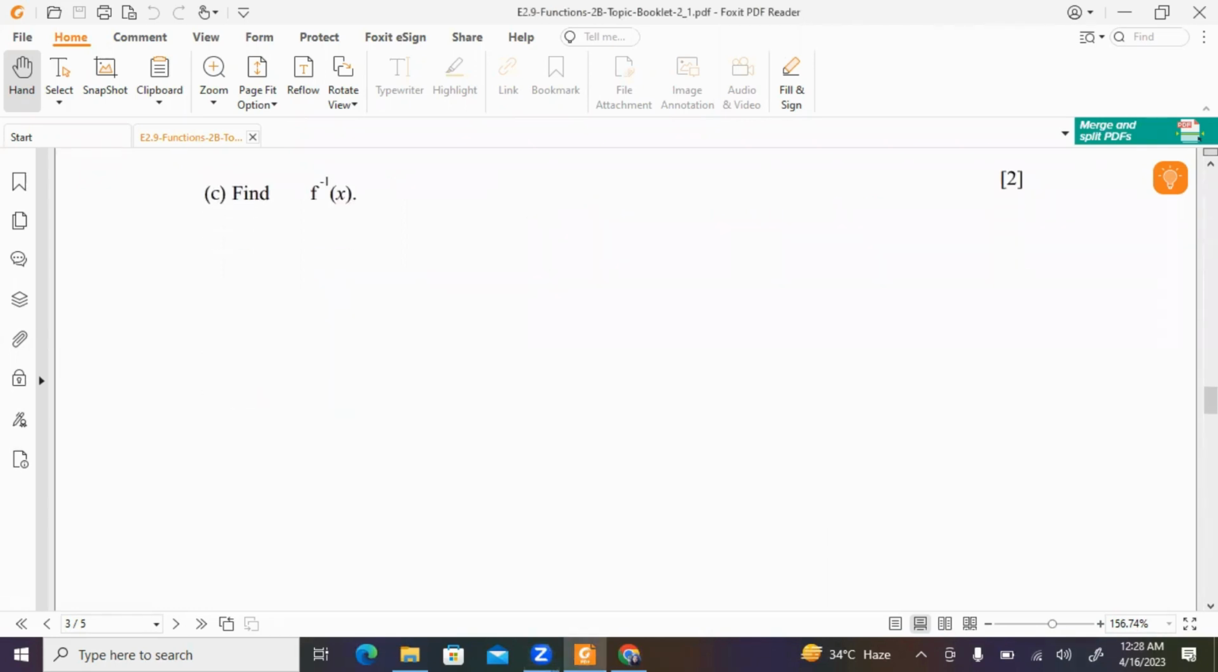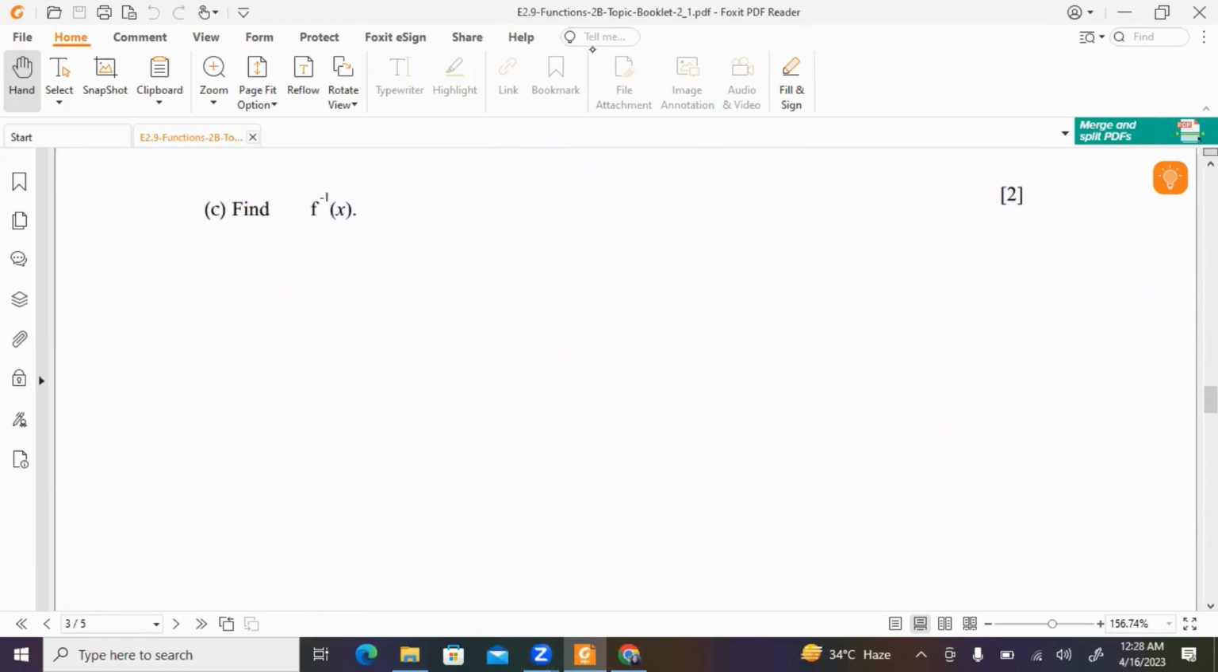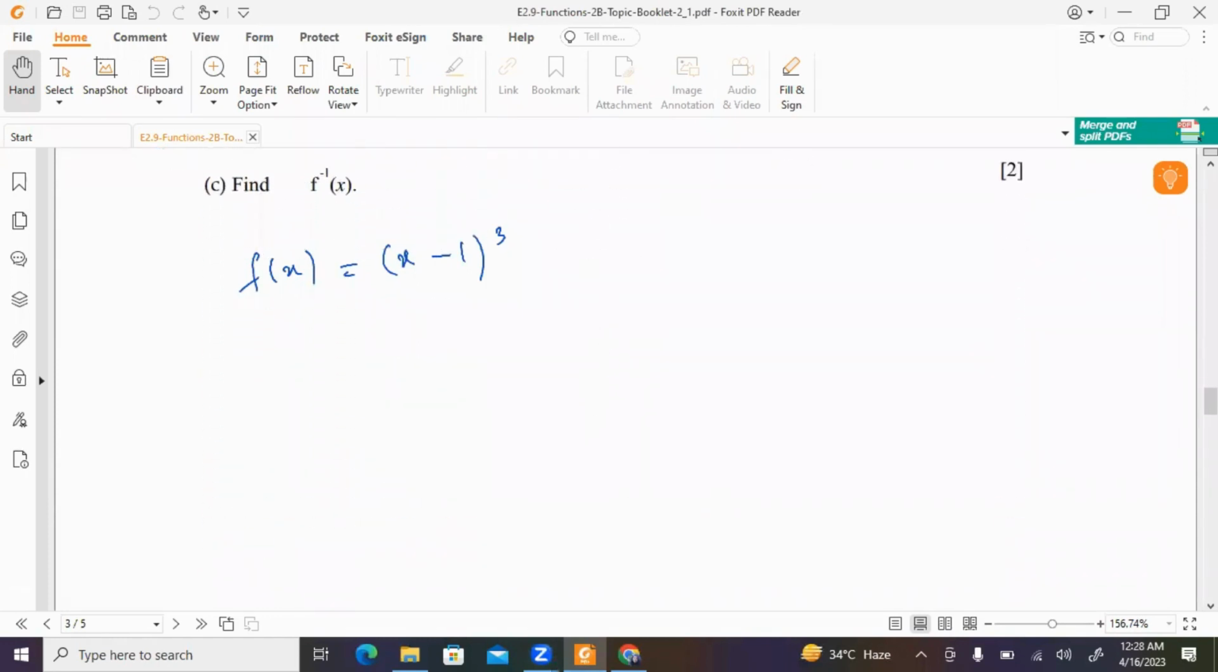Next, it says find f inverse of x. So what I'm going to do is x minus 2. So steps are pretty much the same. Replace fx with y.